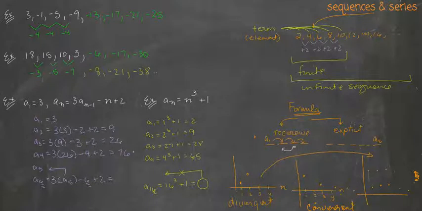So when we're classifying a sequence based on the appearance of its graph, we either have a convergent sequence or we have a divergent sequence. That's the only option. If it doesn't converge, then it diverges.